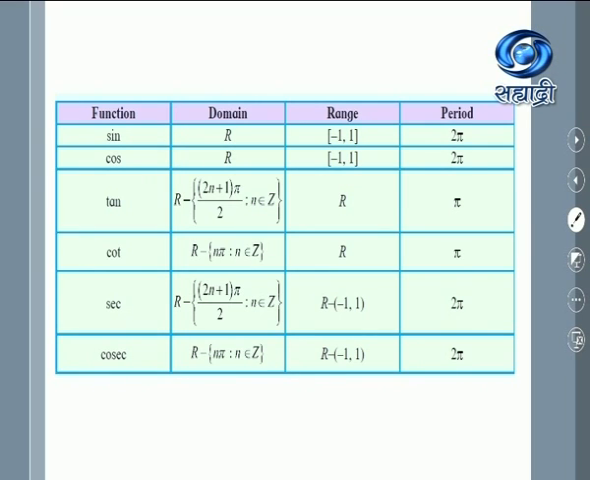So for all such angles, this second function is not defined. Why? Because sec theta is 1 upon cos theta, right? And the denominator is cos theta. If I put, for example, theta as pi by 2, that becomes cos 90 degrees, and cos 90 degrees is always 0. So the denominator becomes 0, and thus sec, or the secant function, is not defined for odd multiples of pi by 2.